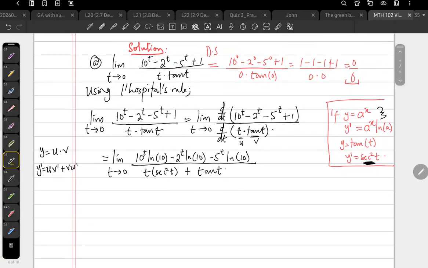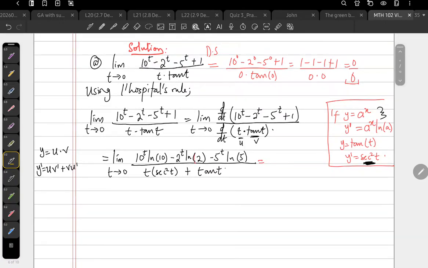So again, we attempt direct substitution. What are we going to get? If we do direct substitution, this is going to give us 10 to the power of t is 1, same as 2 to the power of t and 5 to the power of t. So, I've made a mistake there. This should be natural log of 2, and this should be natural log of 5.